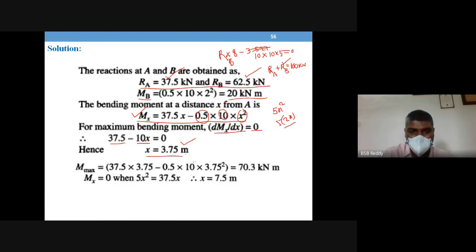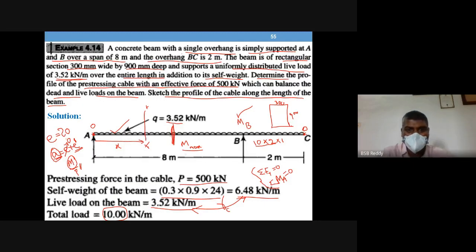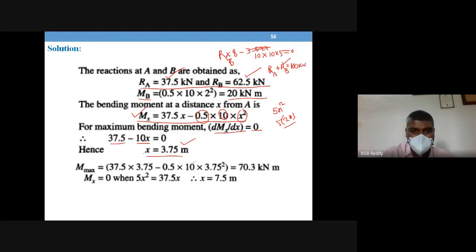3.75 meters, roughly nearer to the center and to the left of the center, is the location of maximum bending moment. To get that value, just substitute x into this equation. That's it. So that value is 70.3.